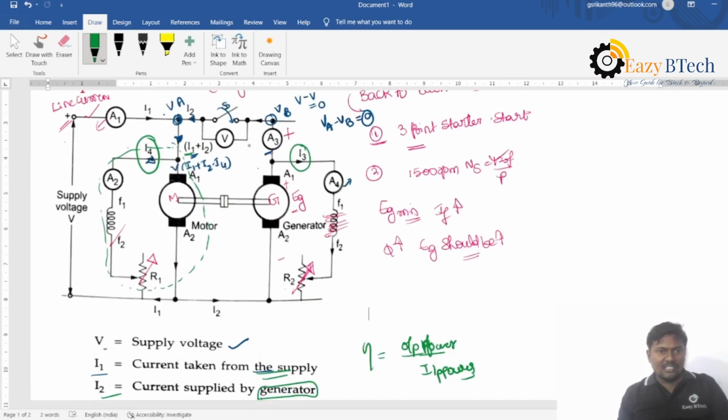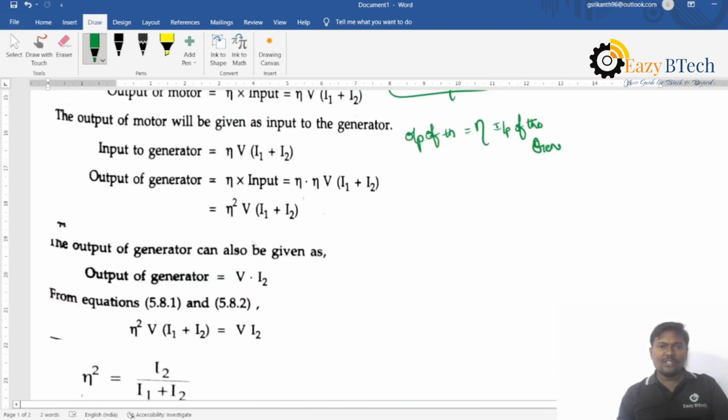You can observe that the motor's mechanical output is given to the generator's mechanical input. So both shafts are coupled with the help of a mechanical coupling. So again, an additional efficiency η will come into the picture. Substituting η into the input, η V into (I1 + I2), I finally get η² V (I1 + I2).